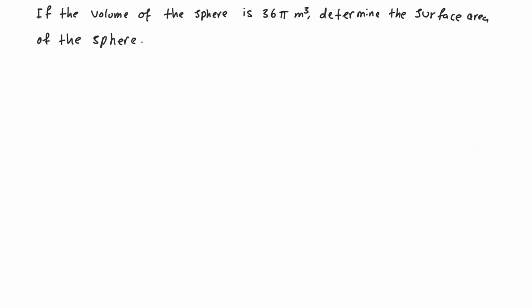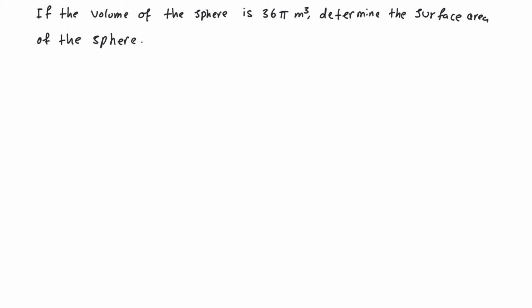Alright, this question says, if the volume of a sphere is 36 pi meters cubed, determine its surface area. So the last question had given us the surface area and it asked for the volume. This one has given us the volume and is asking for the surface area. So think about how you're going to approach this question, try it out, and once you're done, you can come back and check your answer.